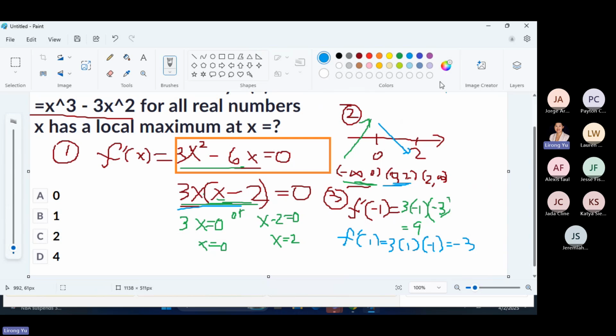The last interval is 2 to infinity. You can pick any number greater than 2, such as 3, 4, 5, or 10. Anything higher than 2 is fine; just pick any point to test it. 3 times x, where x is 4, and then 4 minus 2 is 2. So we end up getting 24 as the derivative value. 24 is positive, so it's increasing. That is the increasing and decreasing behavior.